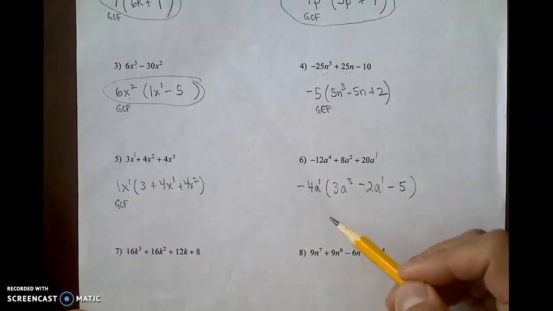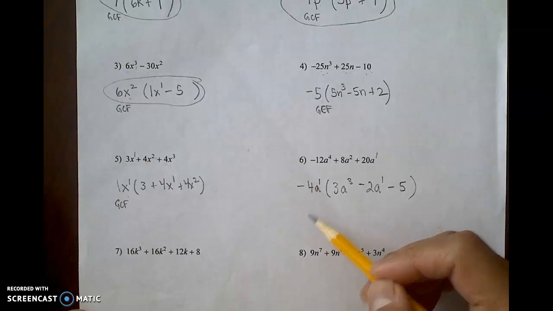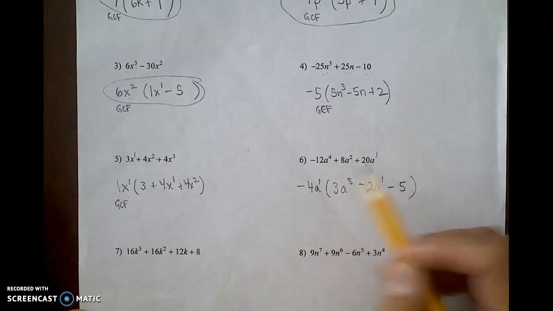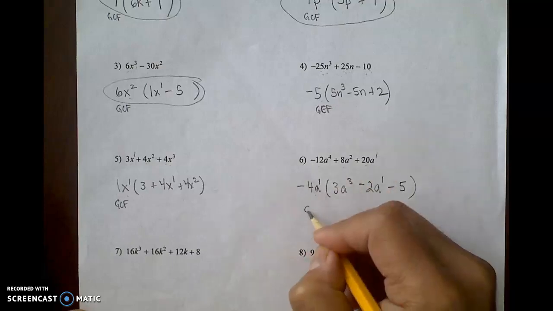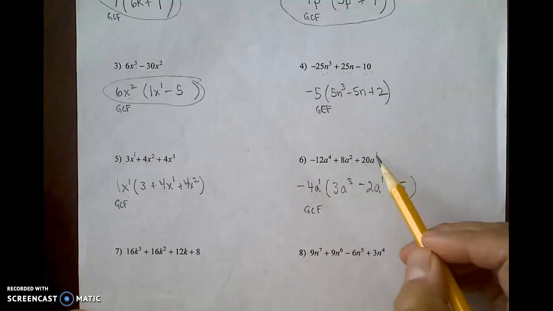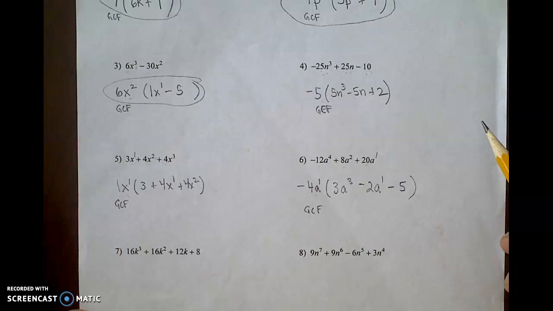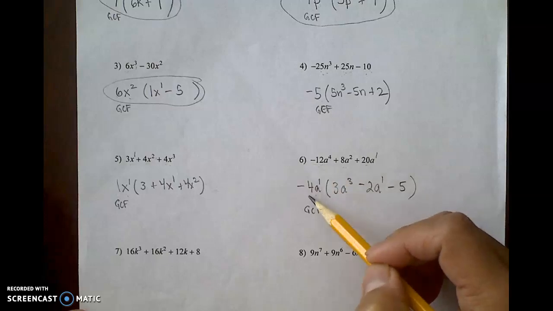Okay, so for number 6, alright, you should have found your GCF to be negative 4a to the first. Negative 4 is the number that goes in all 3 of these numbers. And since all of them have a's, we're going to have an a as part of our GCF. And 1 is the smallest exponent, so that's the exponent we're going to have for our GCF. Then we find what's inside the parentheses by taking each of these terms and dividing it by the GCF we figured out.